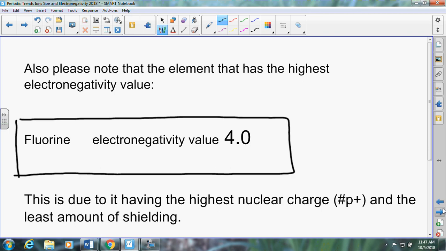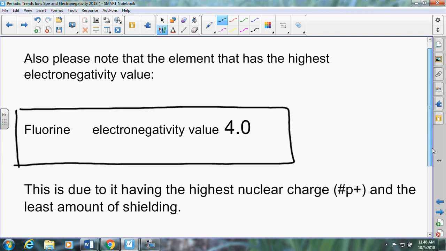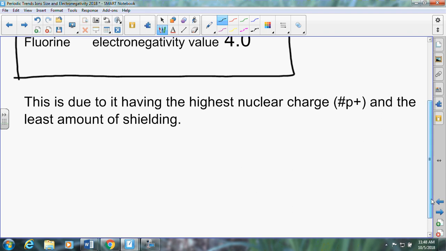We want to wonder why. We have to be careful. Remember, the noble gases don't have electronegativity value, especially something like neon. So, why would fluorine have the highest electronegativity value? That's because it has the highest nuclear charge, which is 9 protons, with the lowest amount of shielding.